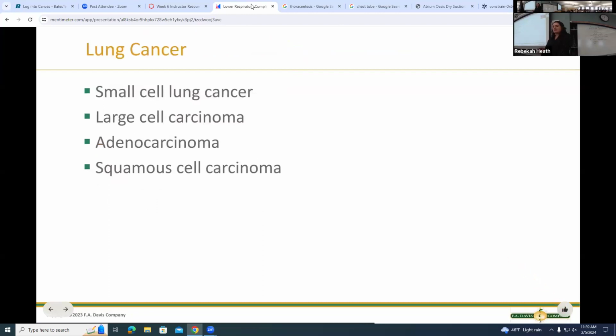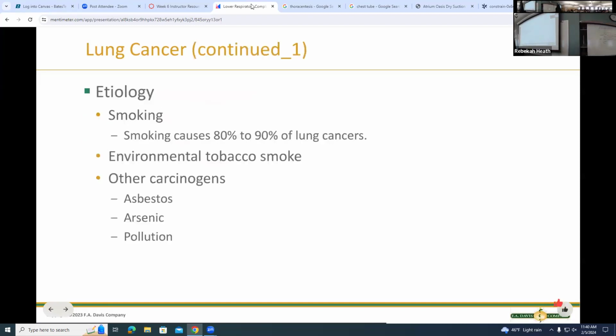Okay, cancers, so exciting. In your lungs, you're going to see 4 different types of cancers usually: small cell, large cell, adenoma, and squamous cell. I'm not going to go into asking you specifics about the different ones. I just want you to know some generals with lung cancer.